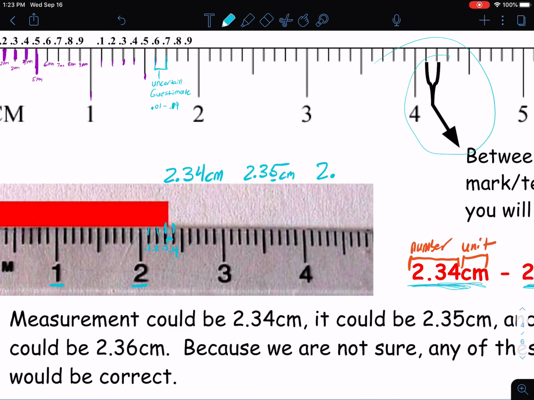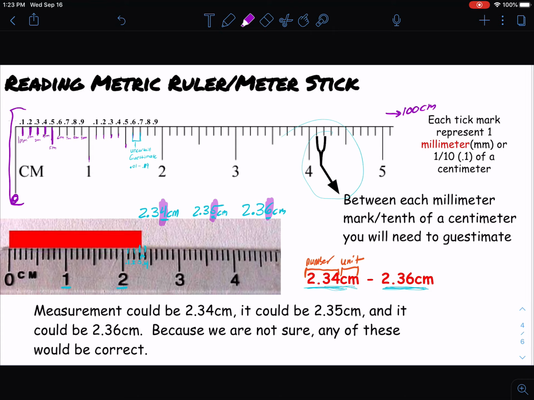So we say the answer is 2.36 centimeters. This last number here, and here is our guesstimation number. We're guessing where it's at. Any one of those three answers would be correct. You just have to pick one that you believe it would be and read it there. Again, it gets easier once we start doing examples. So let's look at some.